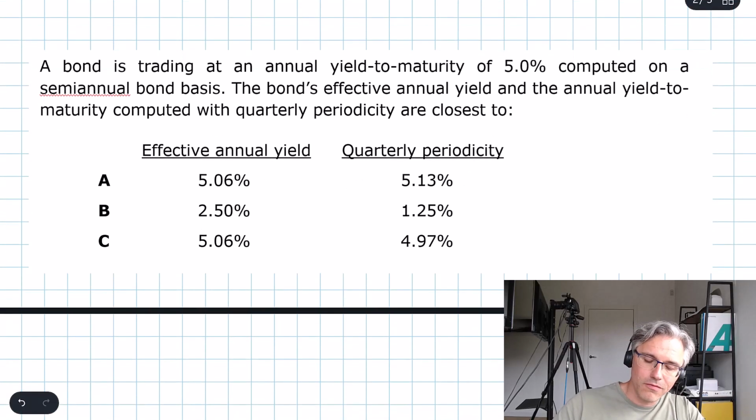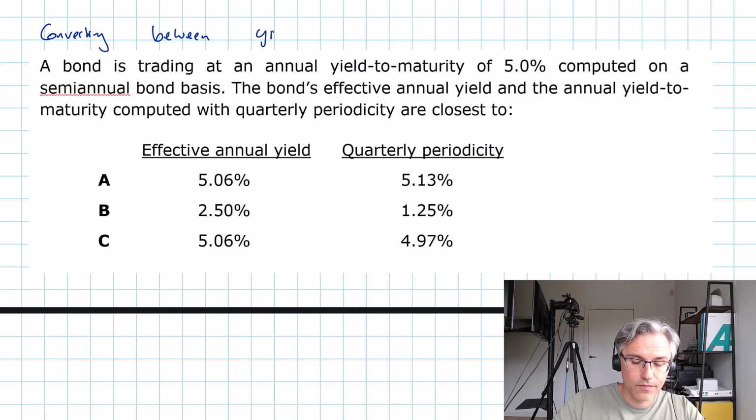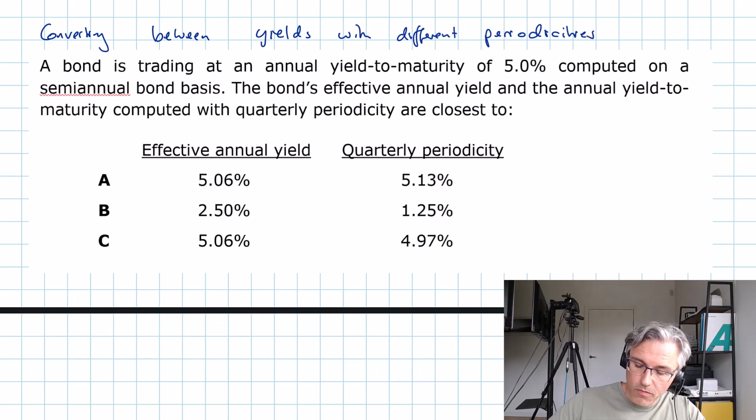Now, the final bit which you need to know on this topic is how you convert between yields or rates with different periodicities, effectively different compounding assumptions.